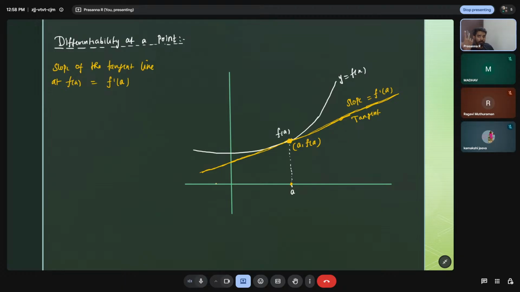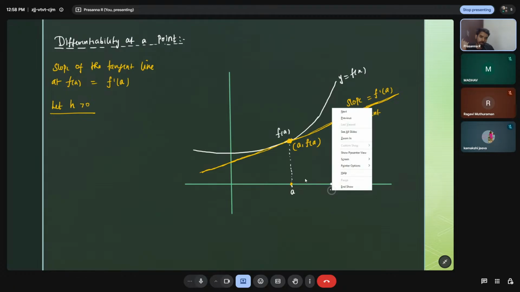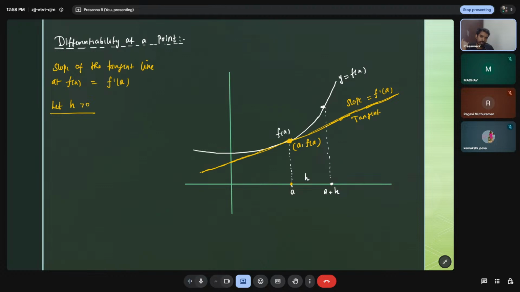Now, how to find the slope? The next thing. Now, what we'll do is, let us assume h to be greater than 0. Let us take h to the right of a. Let this distance be h, then this point will be a plus h, right? Now, the output is f of a plus h. This coordinate is a plus h comma f of a plus h, right?